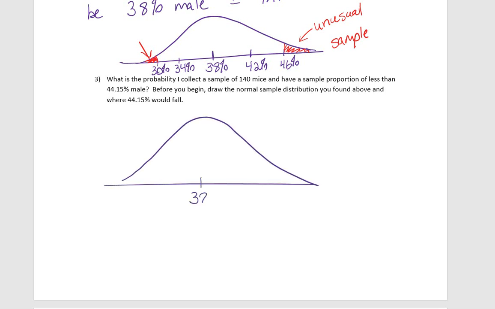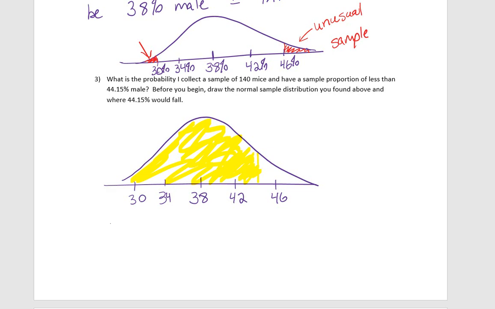So remember, in the middle we're going to have 38, 42, 46, 34, 30. And it's asking, what's the probability that we have less than 44%? So we're looking at all of this stuff over here. Since this is a normal curve, I can act like this is my average and my standard error is like my standard deviation.